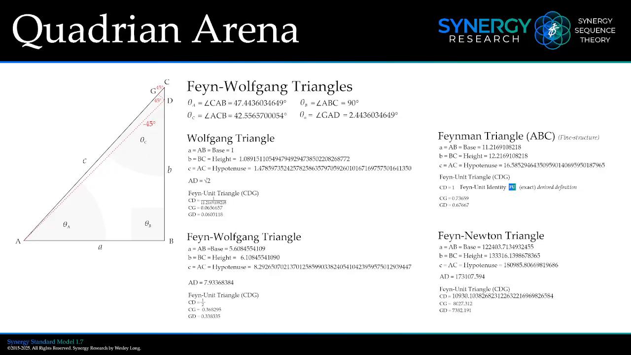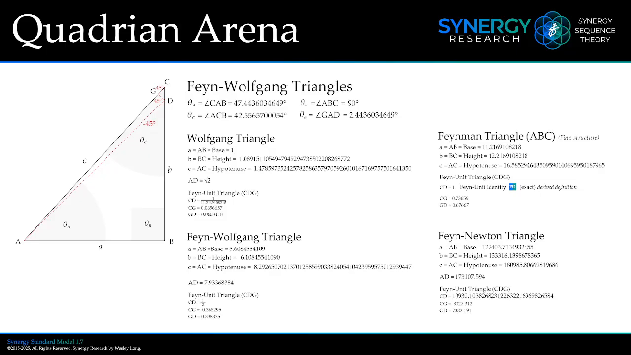Let's begin with the famed Wolfgang triangle ABC. This triangle has internal angles theta A, 47.4436 degrees, and theta B, 42.556 degrees, and with those angles, we also get the fine structure triangle. A equals AB equals 11.21691018. B equals BC equals 12.216918. C equals AC equals 16.585. This triangle directly produced the fine structure constant on the previous slide. The values are not assumed. They are derived from 45 degrees geometry and point resonance. And with that, C equals 11.21691818 becomes the defining value of the fine unit identity, the new symbolic standard for scale. That triangle is now named the Feynman triangle, a symbolic triangle of fine structure.